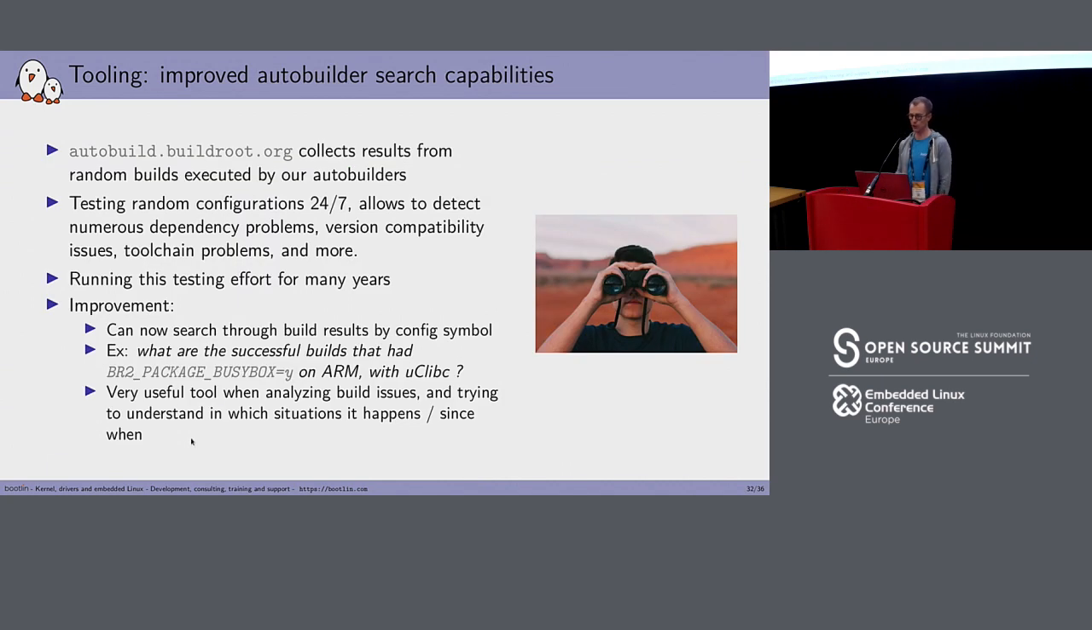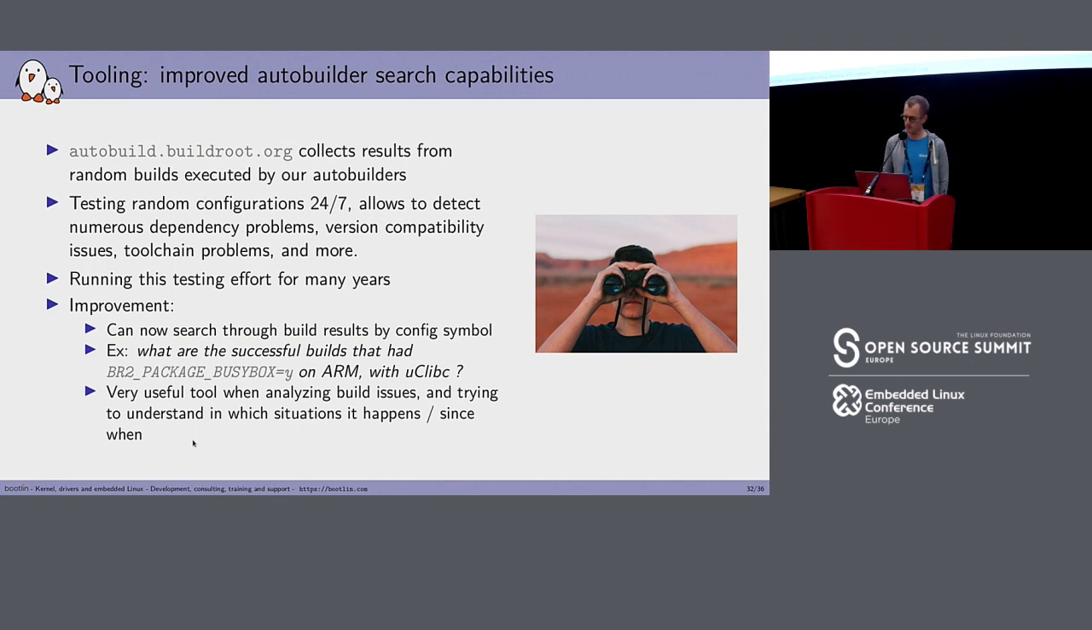We've improved the search capabilities in our autobuilders. Our autobuilder is a farm of build machines that 24/7 generate random Buildroot configurations, build, and provide the results. It allows us to detect dependency problems, version compatibility issues, the fact that this given package on this given architecture with these optimization flags and these hardening flags doesn't build.